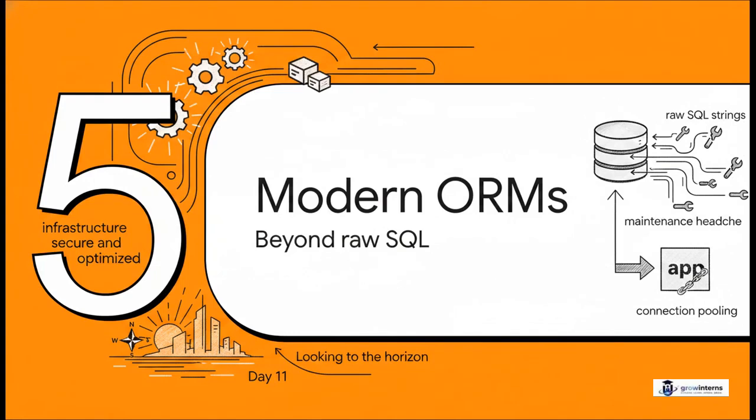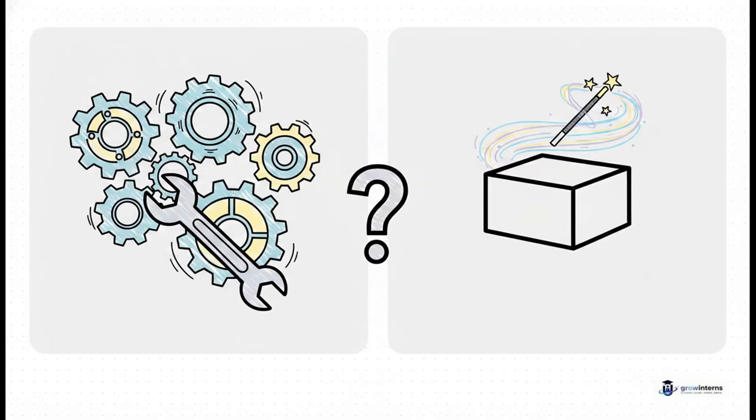All right, moving into our final part today, Section 5, transitioning to modern ORMs. Okay, so now that our infrastructure is completely secure, it's optimized, and it's totally ready to scale, let's look ahead a bit. We're finally moving away from writing raw strings and getting into the ecosystem level. We're looking at the big debate.